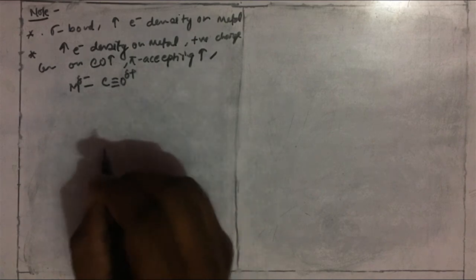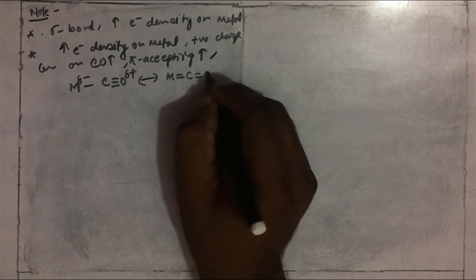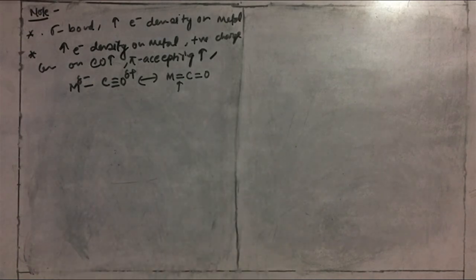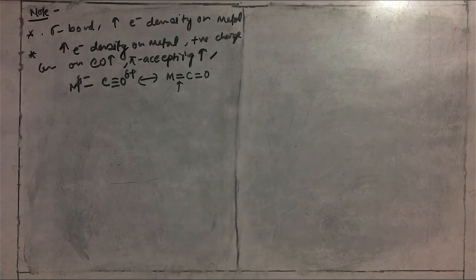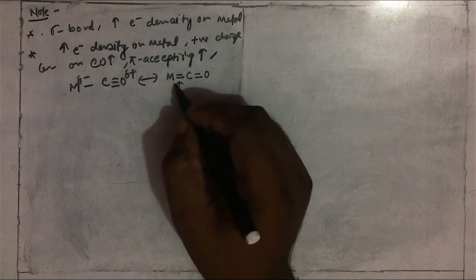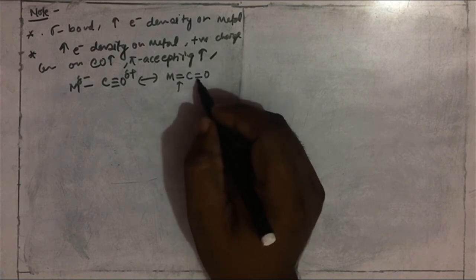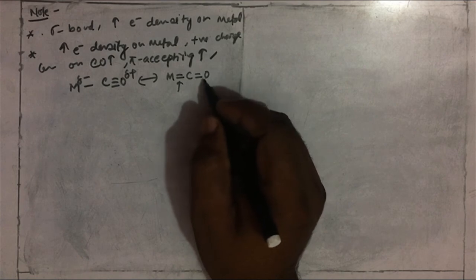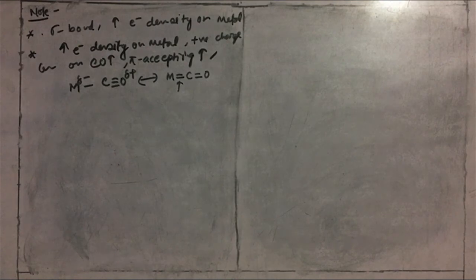So if we look like this, if this partial negative charge develops on the metal and partial positive charge on this oxygen, it will delocalize, so it forms the double bond, and here it reduces the triple bond to a double bond. So what happened? The electron density on the metal is increased, that's why through back bonding the bond order of CO decreases, and the MC bond order increases.